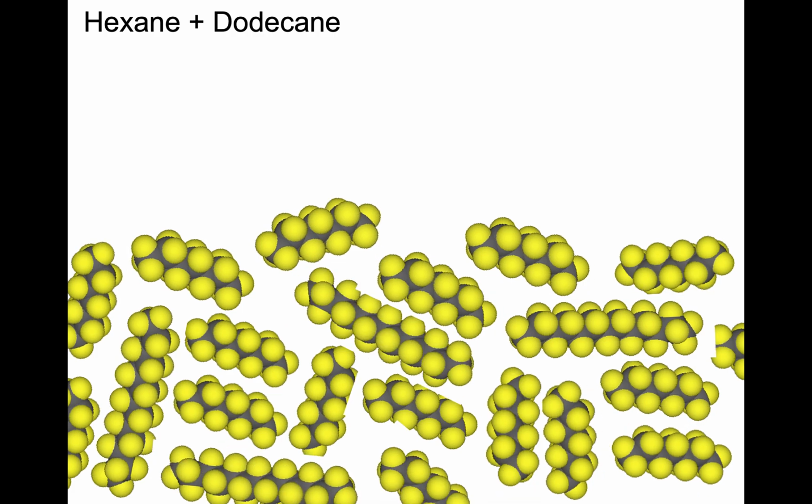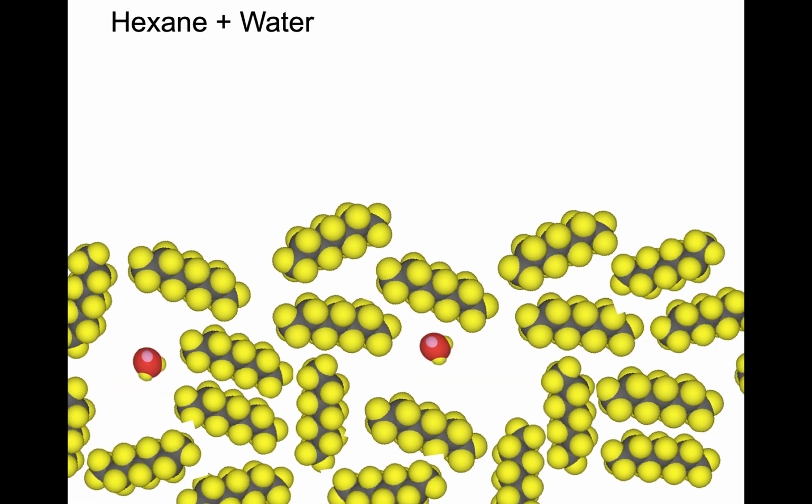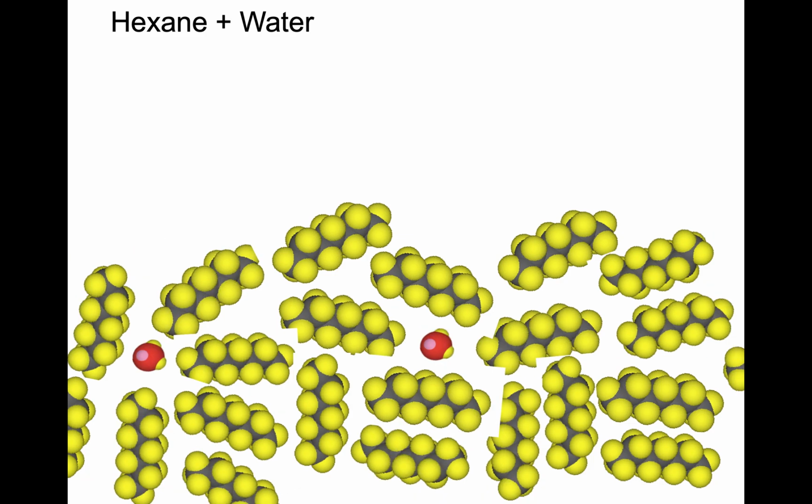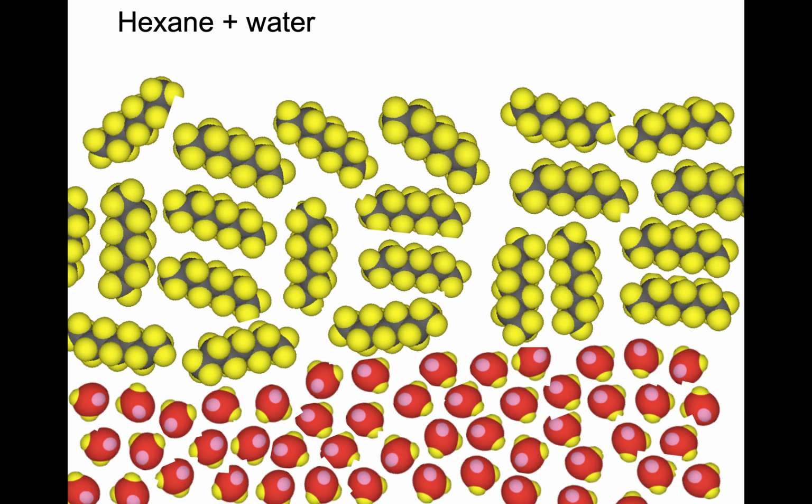I'm adding more and more, and in each case, I can have very efficient mixing. Taking hexane and adding water to it is a lot more difficult. I don't have the same degree of mixing efficiency, and in fact, it's better just to keep the two separate.